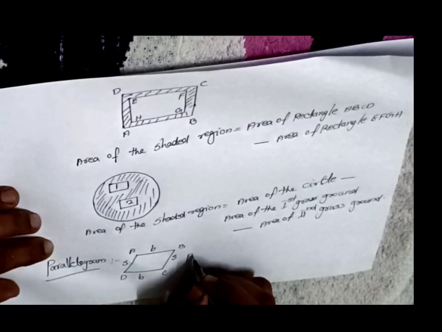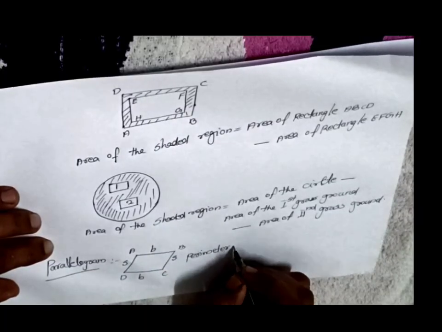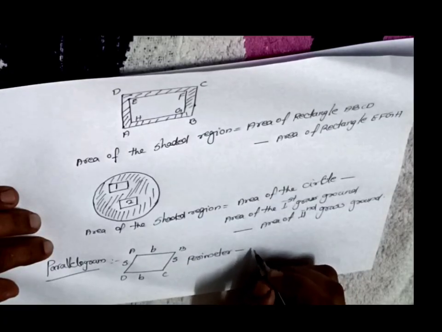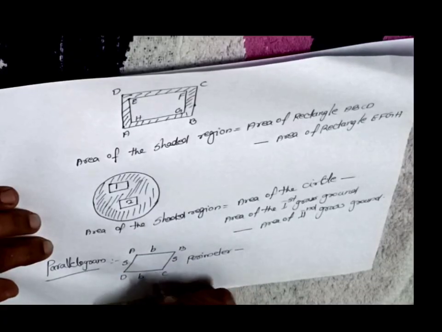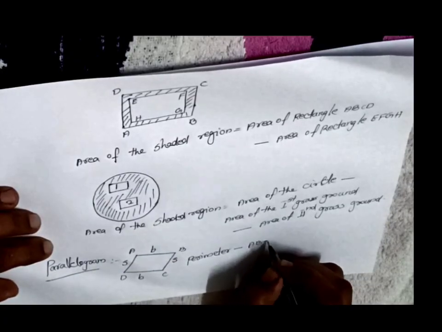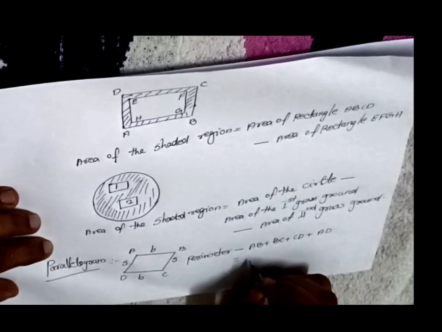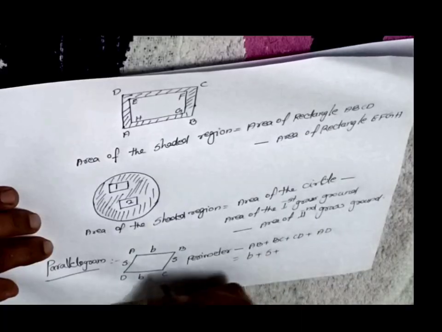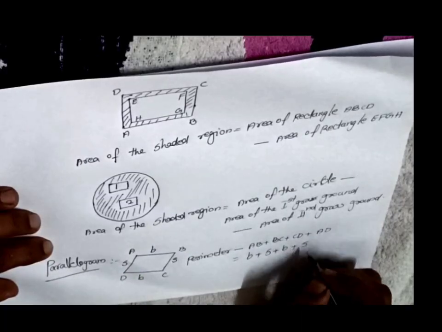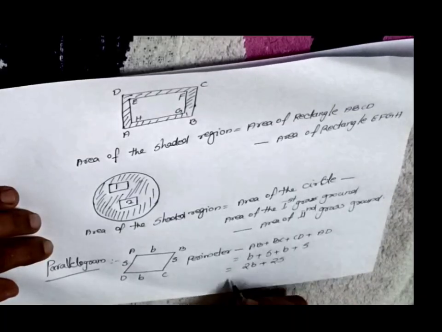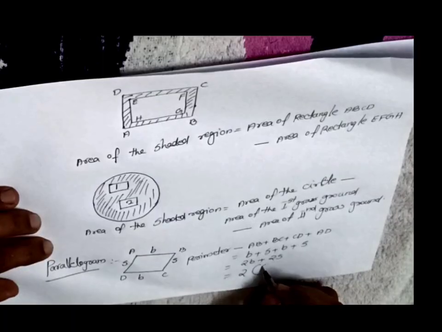Therefore, the perimeter means the total length of the given polygon. Now a parallelogram is a polygon, a geometrical figure. Therefore, the perimeter is equal to adding all these sides: AB plus BC plus CD plus AD. Here AB equals b, BC equals s, CD equals b, AD equals s. That is b plus b, 2b, plus s plus s, 2s. That is equal to 2 into b plus s, or s plus b.